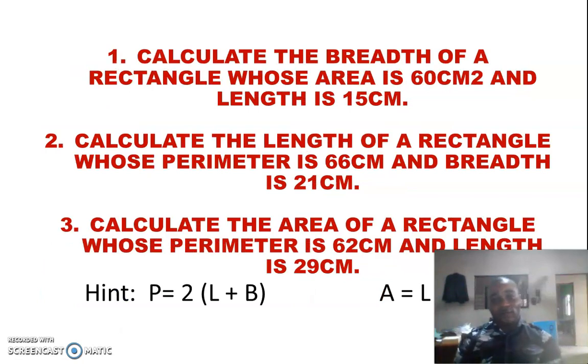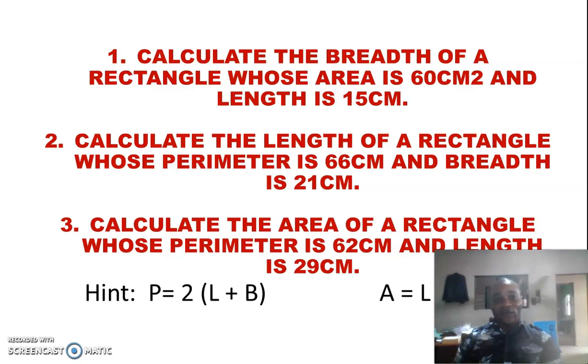Look at the question displayed on the screen. Calculate the breadth of a rectangle whose area is 60 centimeters square and length is 15 centimeters. Calculate the breadth. Fastest finger. Now, remember the previous ones that we have done using the formula given. I believe you can be able to solve these questions.